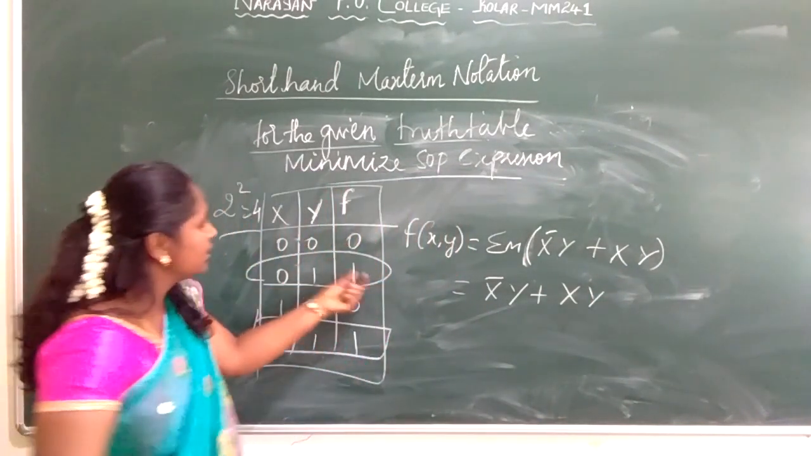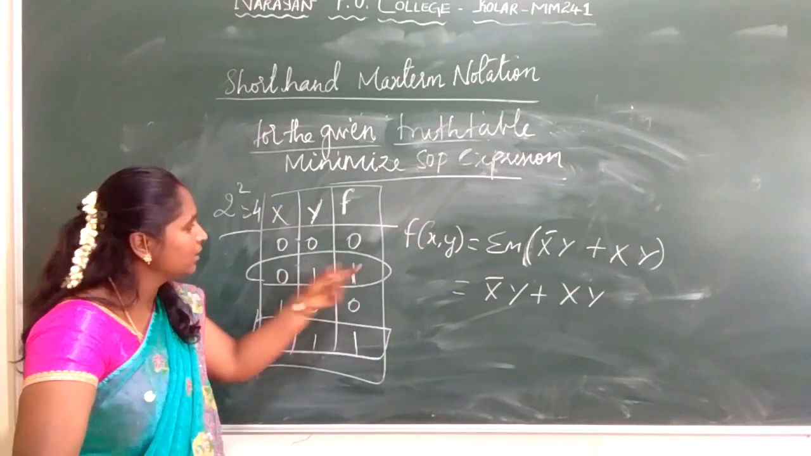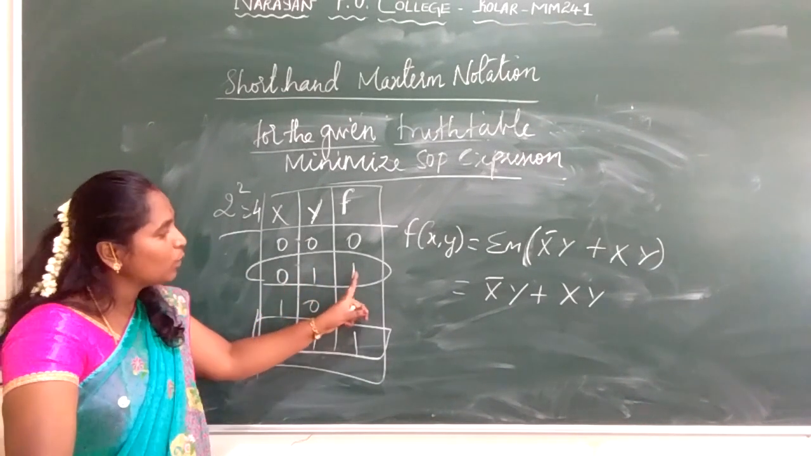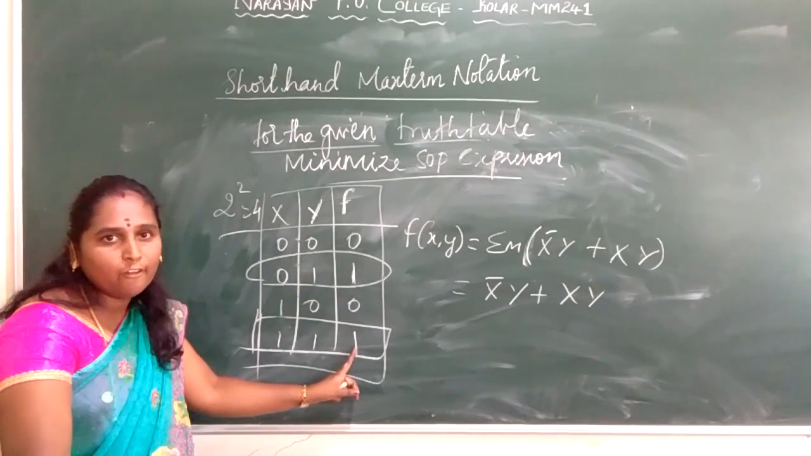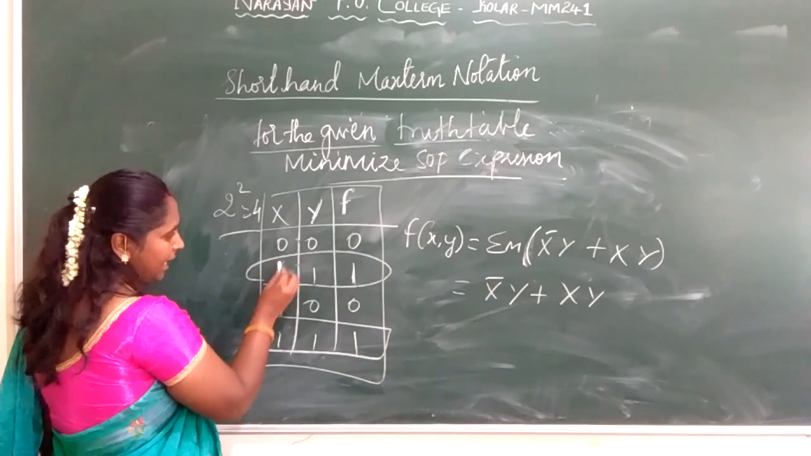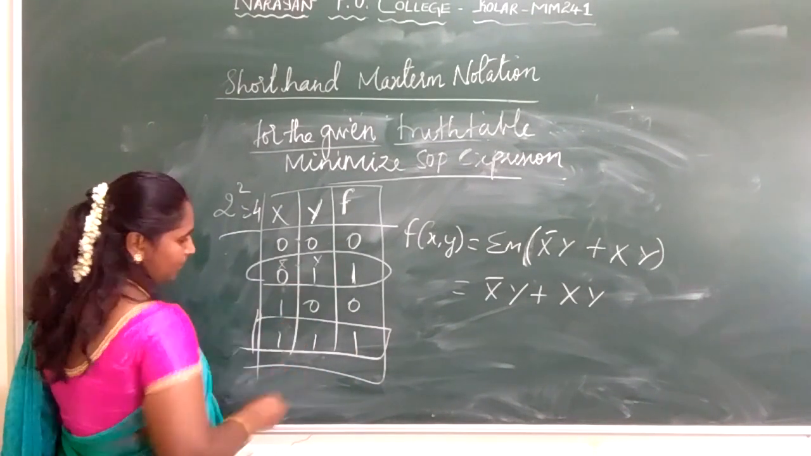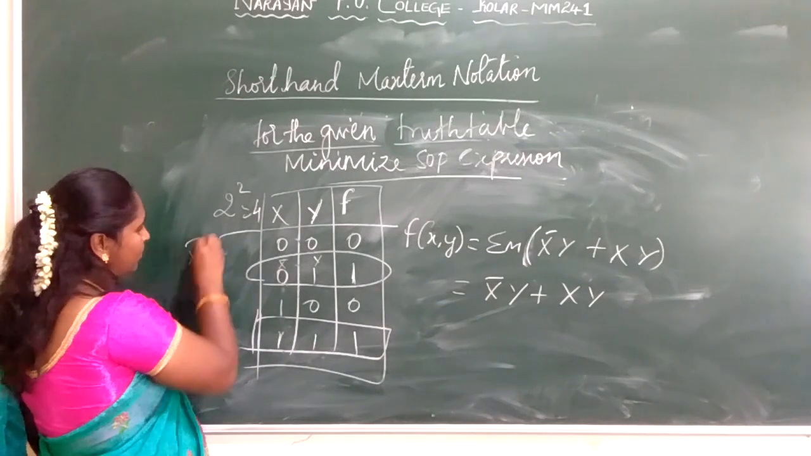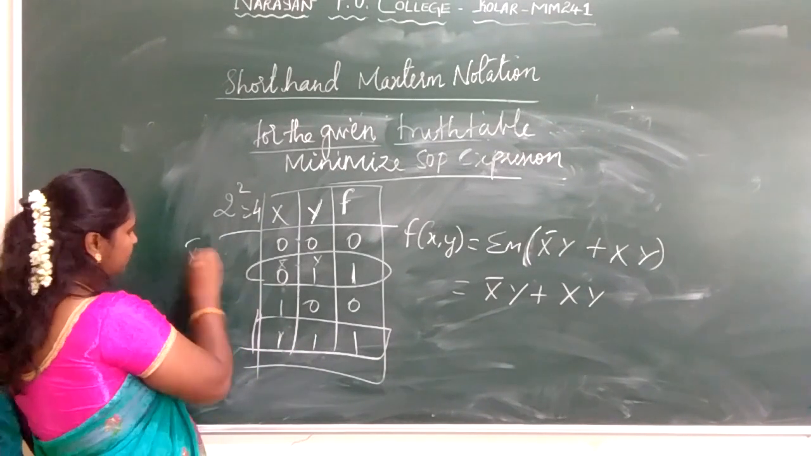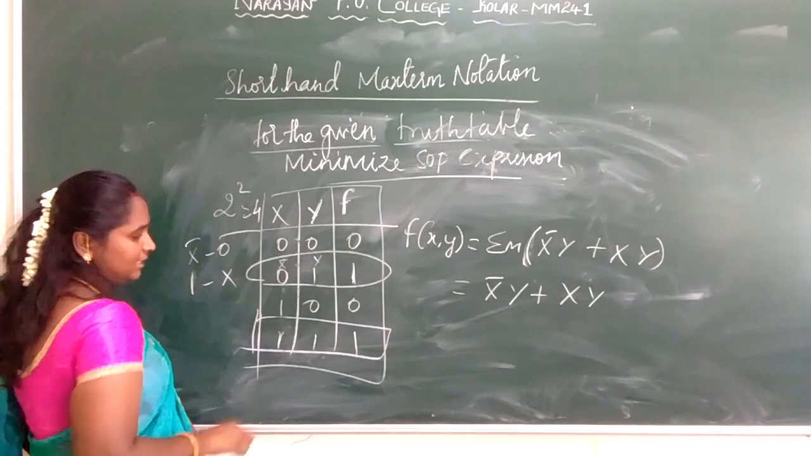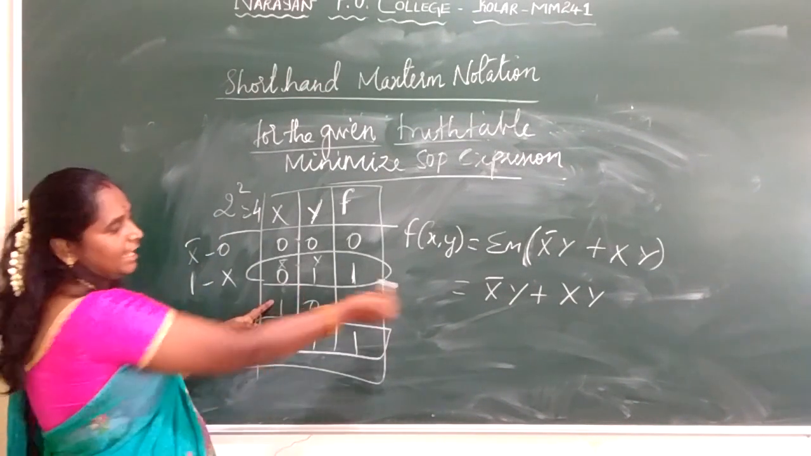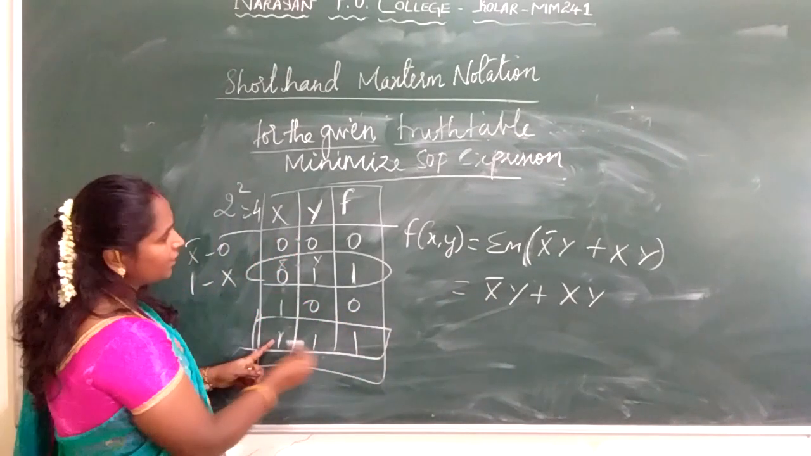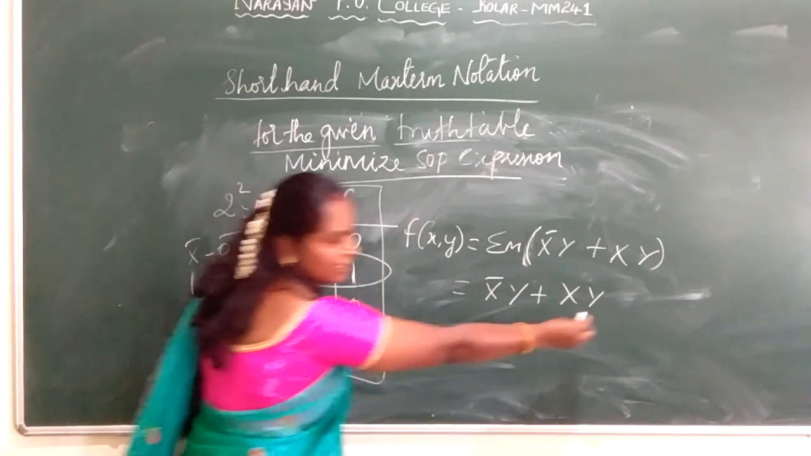You got the expression. See the function which has the output 1. So the input values for this particular row are 0 and 1, and 1 and 1. Here 0 means x bar, 1 means y. I have already told you, if the variable is 0 it is complemented, and 1 means the variable is as it is. So here 0 means x bar, 1 means y as it is. Here both conditions 1 1, so that is x plus y.